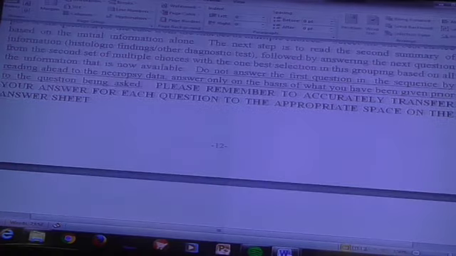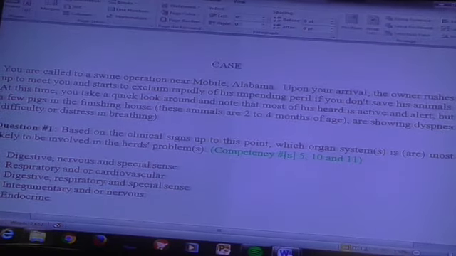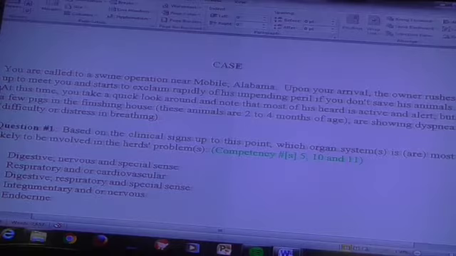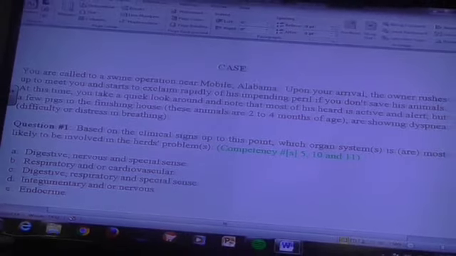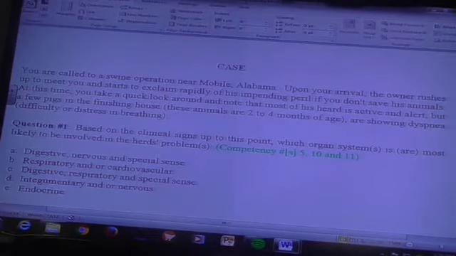Okay, here's the case. We have pigs, and they're in Mobile, and the farmer's worried about them because some of them are sick, and he's worried that he's going to lose all of them. What do you do? Now, some of them are showing dyspnea, so what do you do? Well, actually, you don't do too much of anything. So, based on what he's told you, what do you decide?